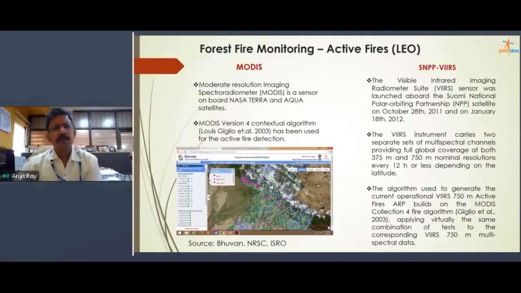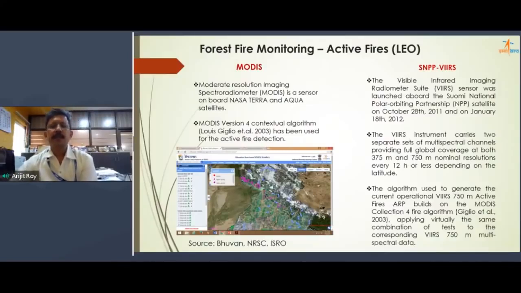So when we talk about forest fire monitoring, first is the active fire monitoring. And we have two sensors, as I talked about earlier: MODIS and SNPP VIIRS. MODIS has been there right from 2001 itself. We are getting this data. And using the contextual algorithm developed by Louis Giglio, we have been able to identify the active fires based on what I call contextual. That is, I'll show you how it is done.